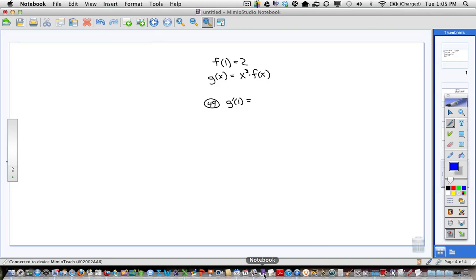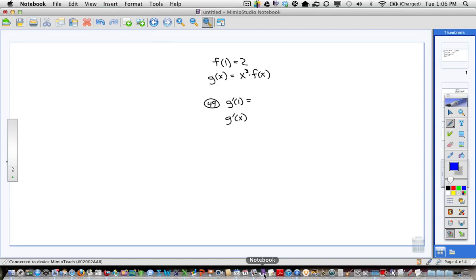Before I can find g prime of 1, I need g prime of x. And hopefully by the end of the week, when I say before we can find g prime of 1, we need, you'll say g prime of x. Right? Because we need somewhere to plug the 1. We need to be able to plug the 1 in for the x. So before we can find g prime of 1, we need g prime of x. And then we'll just plug a 1 in for the x.